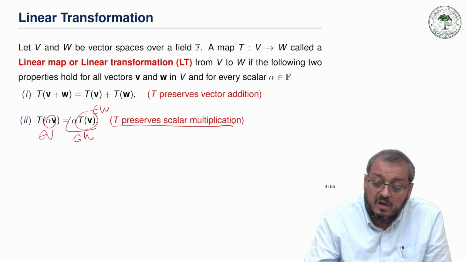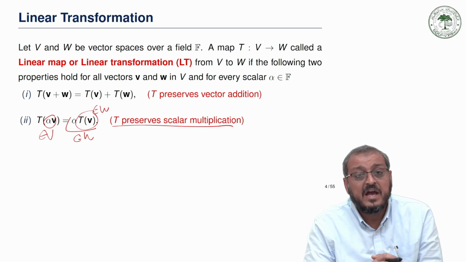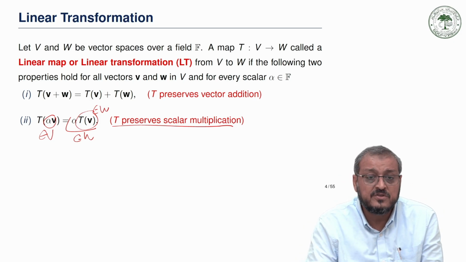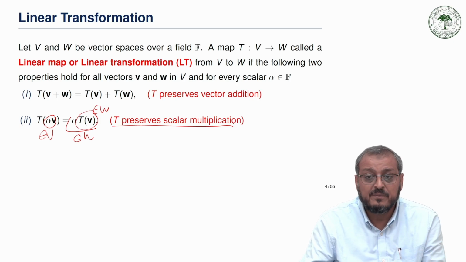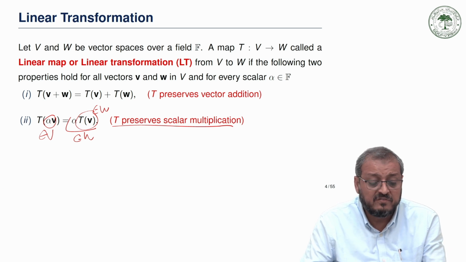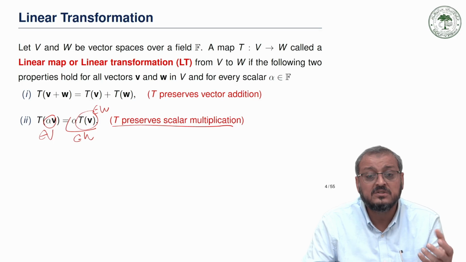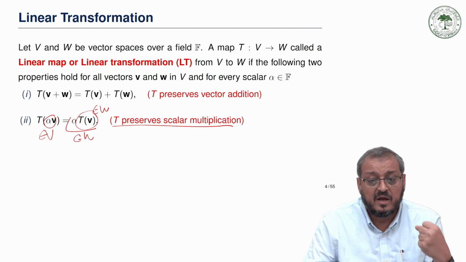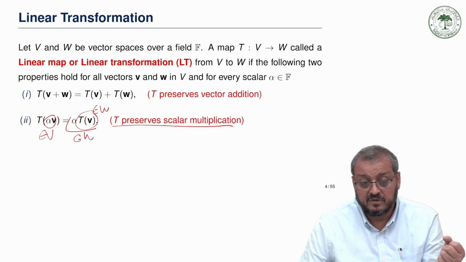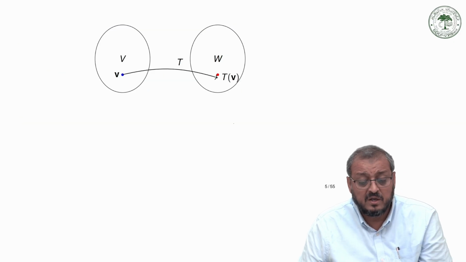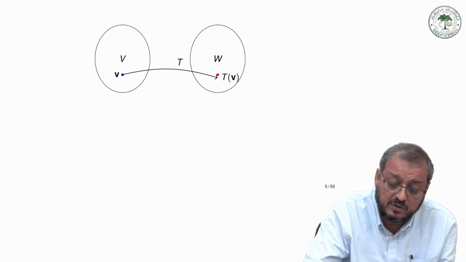So if we have two vector spaces V and W over the same field, and a map T from V to W, it is called a linear map or linear transformation from V to W if it satisfies these two conditions: T preserves vector addition, and T preserves scalar multiplication. Now we just have to take it into this form.